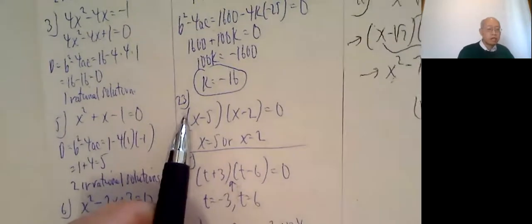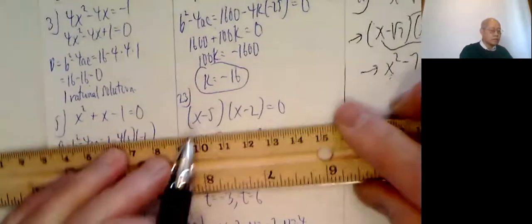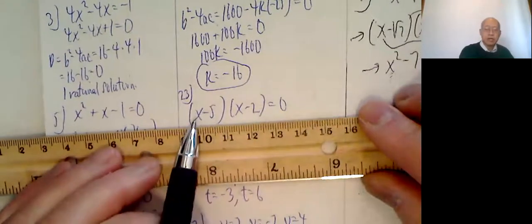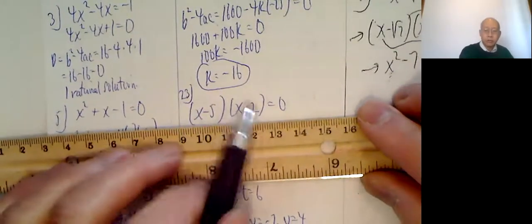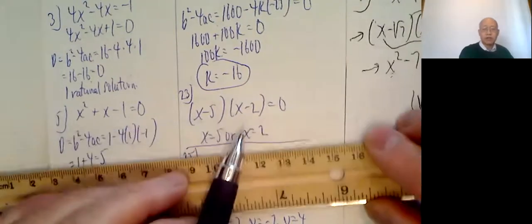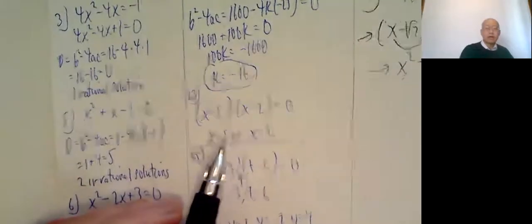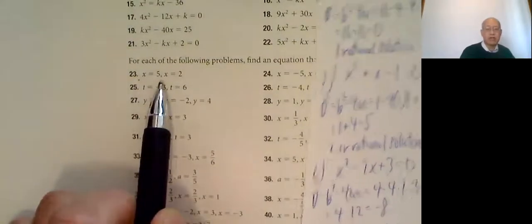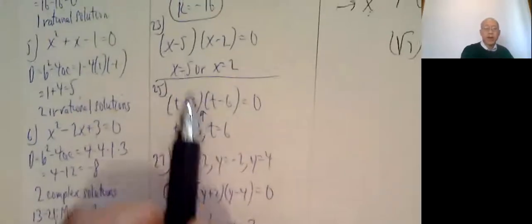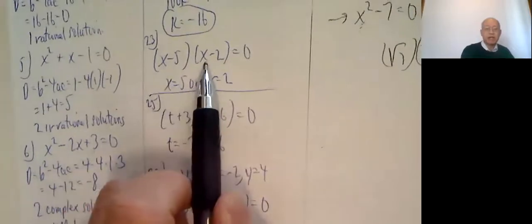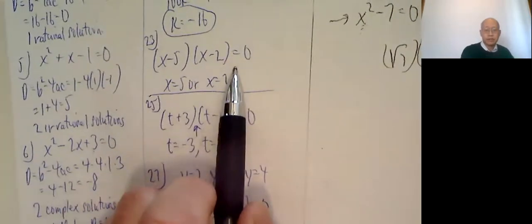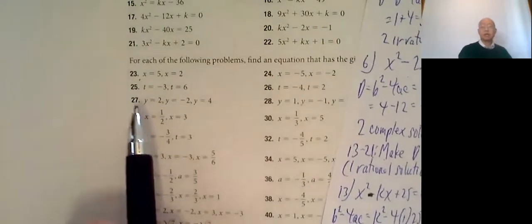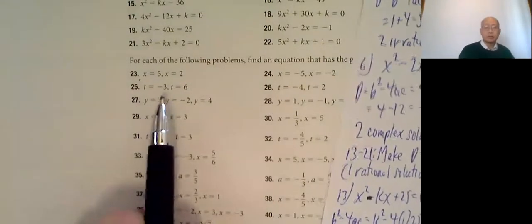For 23, suppose the original problem was x minus 5, x minus 2 equals 0. Well, then you would say either this is 0 or this is 0, which means x is equal to 5 or x is equal to 2. Okay, now we're just going backwards. So they give you the solutions, it's x equals 5 and x equals 2. So you just go backwards and say x minus 5, x minus 2 equals 0. Okay, so that's all you have to do. So they're giving you the solutions, come up with the equation that has those solutions.